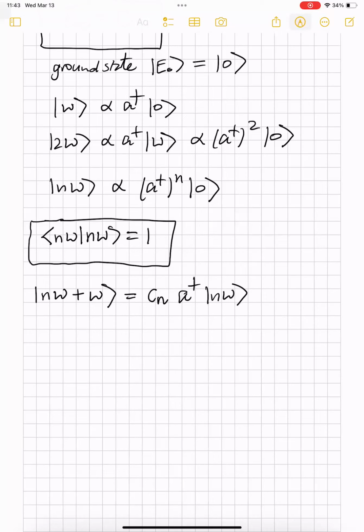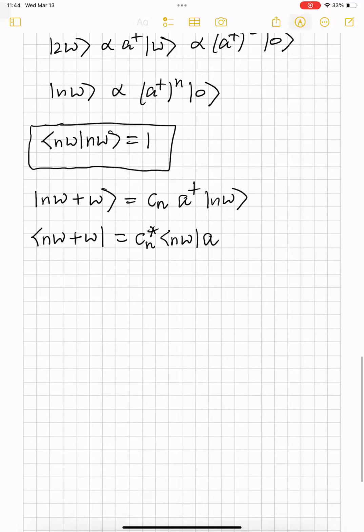Let's dagger this. So daggering turns ket n omega plus omega into bra n omega plus omega. It turns ket n omega into bra n omega, and it turns the A dagger into an A. Remember, you reverse the order of the factors. It will also complex conjugate this constant, and since this is a number, I can take it up front. Okay, so that's what I get by daggering.